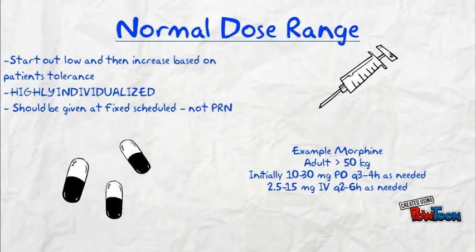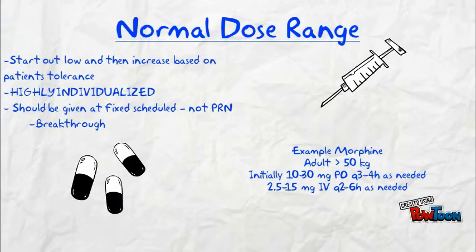Normal dose ranges for opioids are highly individualized, and dosing follows the motto, start low and go slow. The dose of an opioid will increase based on the patient's tolerance. Generally, opioids should be given on a fixed schedule to spare the patient needless discomfort. However, opioids will be given PRN for breakthrough pain. Here is an example of the normal dosage of morphine.